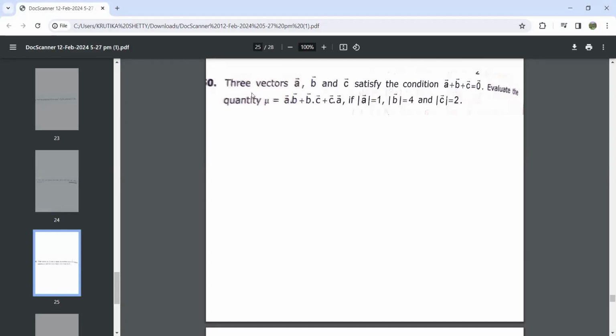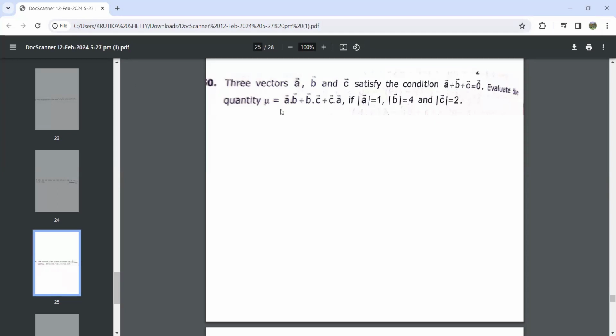So a similar question is given. Three vectors A, B, C satisfy the condition A plus B plus C is equal to 0. Evaluate the quantity mu is equal to A dot B plus B dot C plus C dot A, if mod of A is equal to 1, mod of vector B is equal to 4 and mod of vector C is equal to 2.